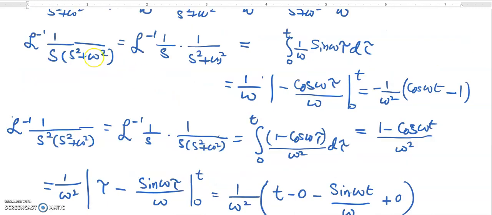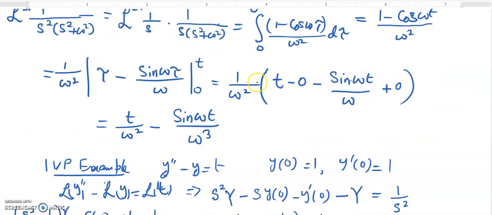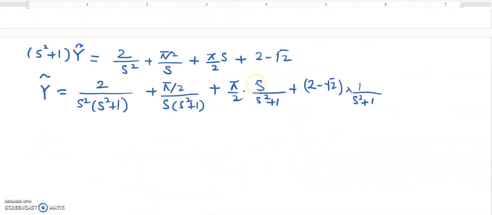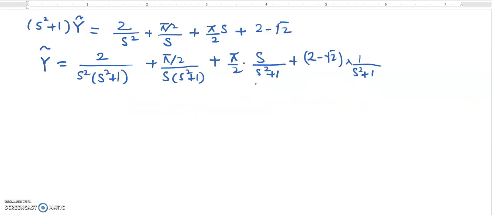And for the s term, instead of s square, we got 1 over omega square, or 1 minus cosine of omega t. So we can use these results instead of doing it again by the integration of the Laplace method. We can just write it down over here.